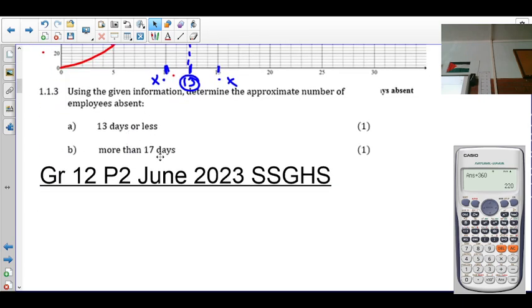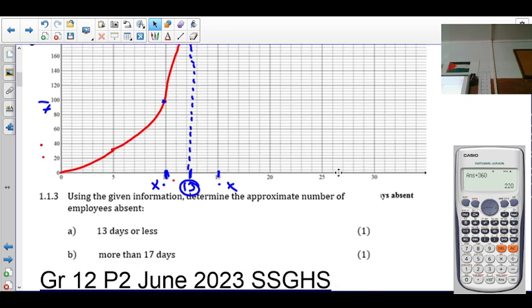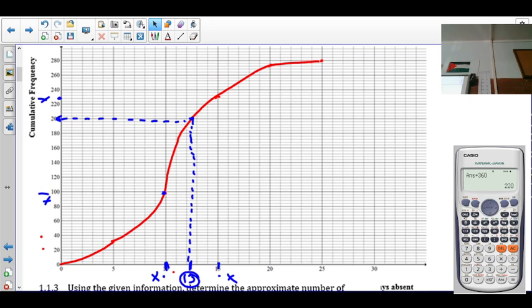People, the next question. So 13 days or less, I'm coming to 200 employees. More than 17 days. So we're looking at 17 days first. So 17 is approximately, that is 15, so 17 has to be there. Again, I take the ruler, that I get the reading there.